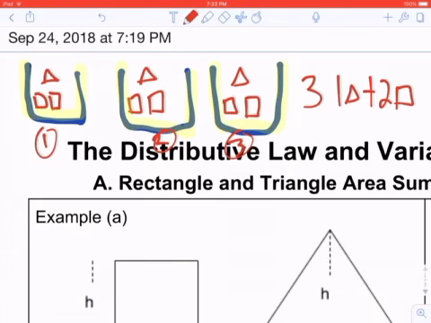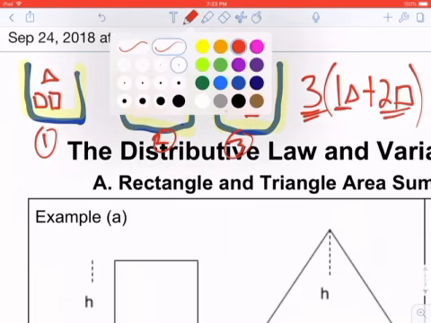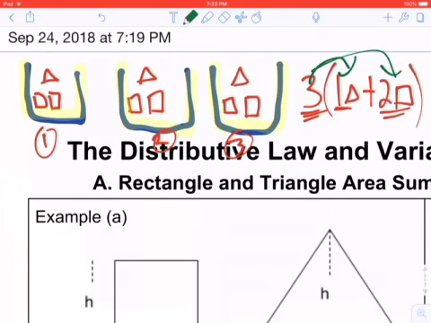3 groups of 1 triangle and 2 boxes. Now, since I have 3 groups, what am I going to do here, folks? I have to put brackets around it to denote what's in each bag. So what's in each bag? Again, it means 3 groups, and each of those 3 bags has 1 triangle and 2 boxes.